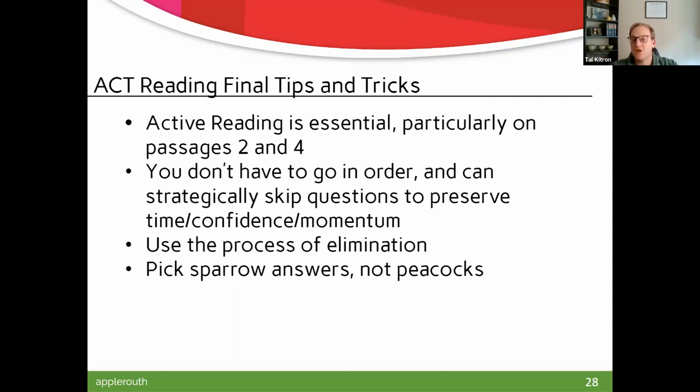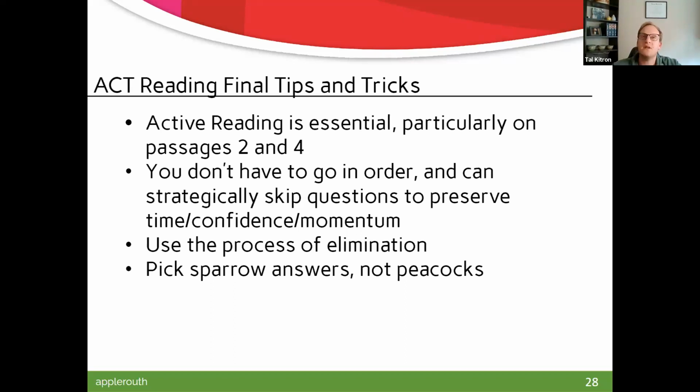Remember that you do not have to go in order. So you don't have to go literature, social science, humanities, natural. You can skip around based on your strengths. And within those passages, you can skip questions. One or two per passage might be smart to preserve time, confidence, and of course, all important momentum.